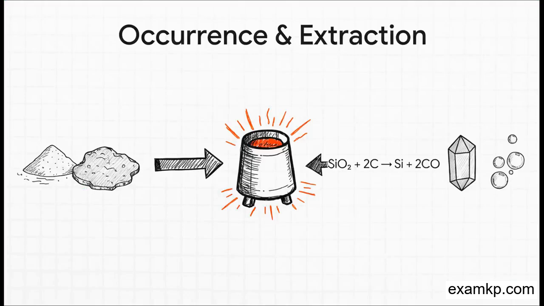So to get pure silicon, we have to extract it. And we do this by heating sand with carbon in a special electric furnace. This equation right here on your screen, it's a must know. It shows that reduction reaction perfectly.